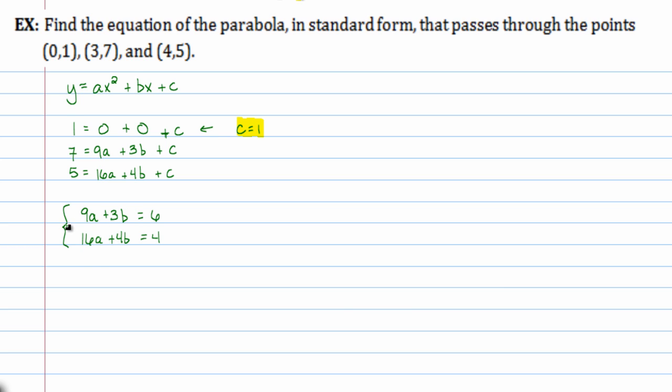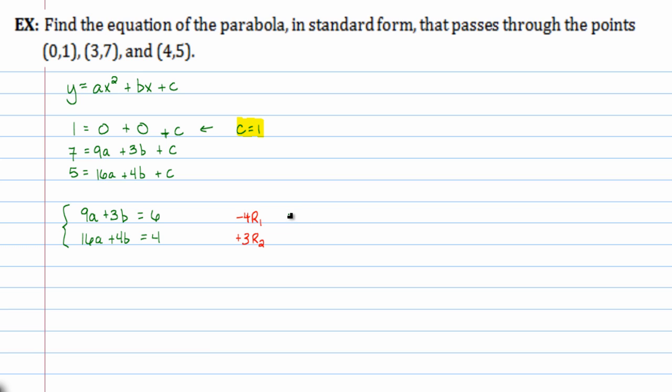Alright, so we have to choose a variable to kill off. I think the b's would be very easy to kill off here. I'll write this in red. I'll take a negative 4 and multiply that by row 1, and I will add that to a positive 3 times row 2.